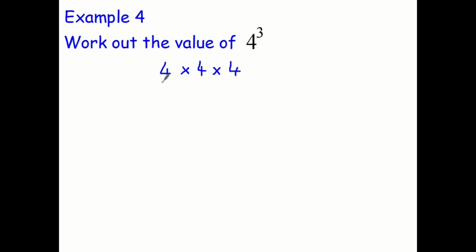Let's have a look. So 4 multiplied by 4 is 16. And then I'm multiplying 16 by 4. Well, how do we do that? Let's use a column multiplication. 16 multiplied by 4. 6 4s are 24. So I put my 4 here and I carry my 2. And then I do 1 times 4, which is 4, plus those 2 is 6. So 64 is my answer to 4 cubed.